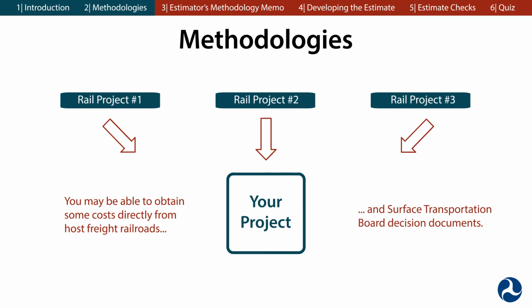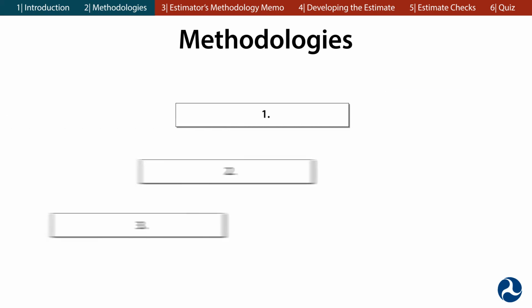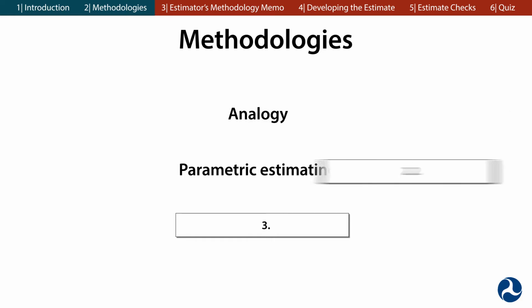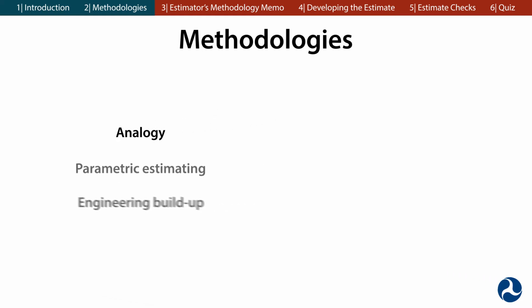Now that we know how cost estimates evolve throughout project development, let's talk about the different ways to estimate cost. Three common methodologies are analogy, parametric estimating, and engineering buildup, also known as bottom-up estimating. The method you choose will vary depending on the particular project and the information that you have available.